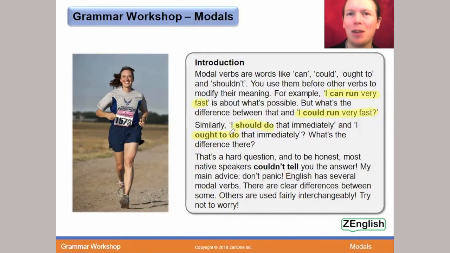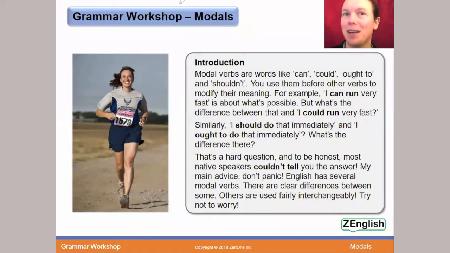A lot of native speakers couldn't tell you the answer, and couldn't tell is another use of a modal verb, because should and ought to are so similar, people use them quite interchangeably, so they don't mind whether using this or that. And interchangeably is a word you will see a lot in this workshop, because there are differences, but a lot of the time people ignore those differences with some of the words. So don't panic and try not to worry.